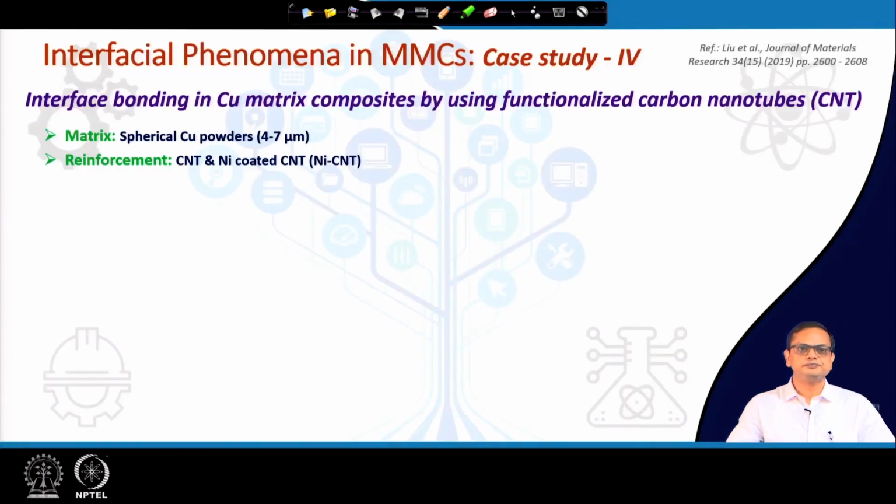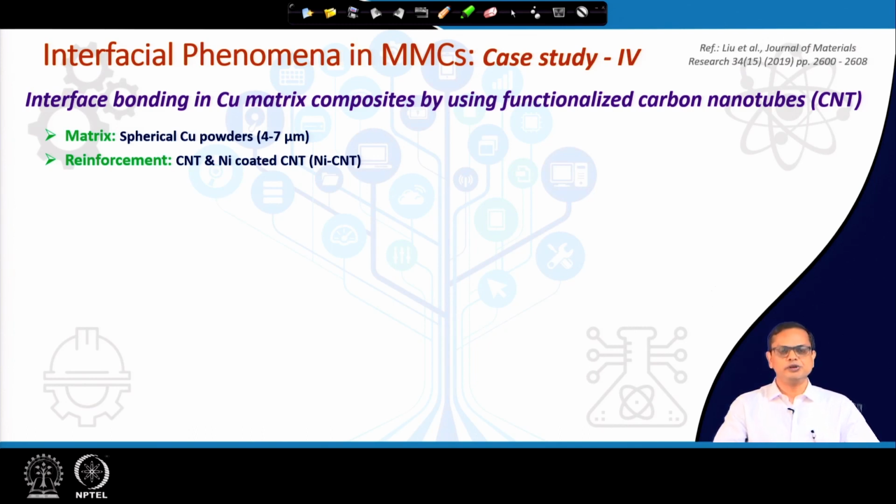So, let us start. The first example, as I mentioned, is a copper matrix composite reinforced with carbon nanotube, and in this case the carbon nanotube has been functionalized. Now, as you understand, carbon nanotubes are nanoparticles, so they will have a very high surface energy because of their very small size, and because of this high surface energy they would have a high agglomeration tendency.